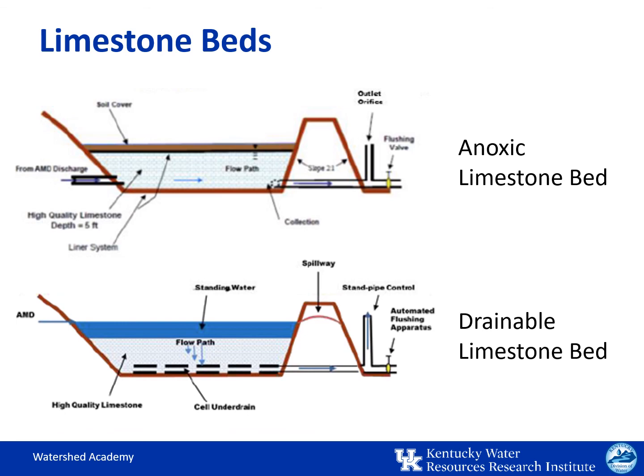A drainable limestone bed is simply a pond filled with limestone that includes an underdrain. The limestone treats the acidic water, allowing the metals to precipitate out. Draining the bed on a weekly basis can help prolong the life of this treatment system by decreasing the amount of iron precipitate that crusts on the rocks.